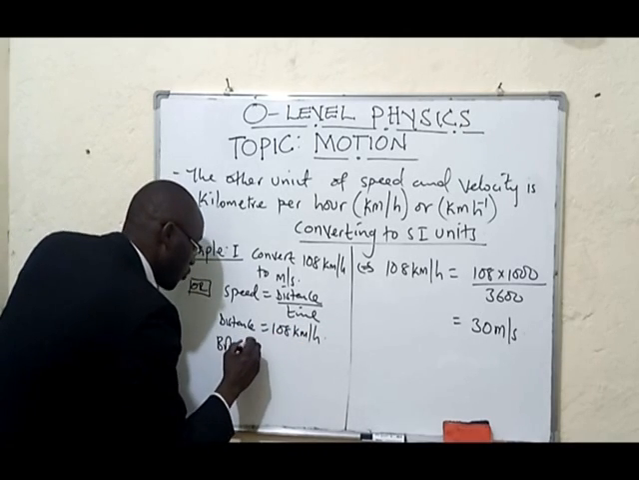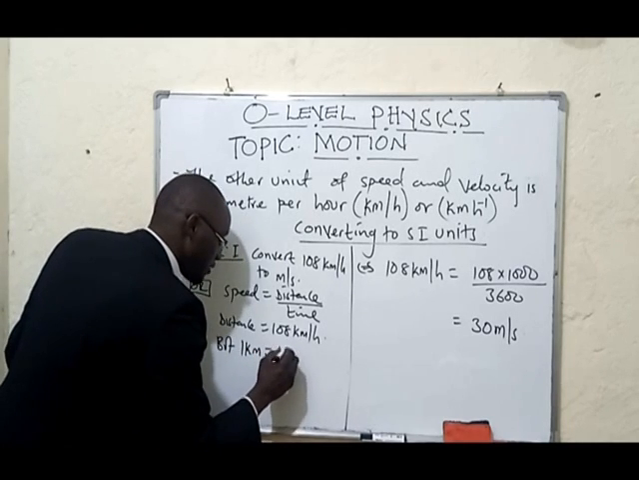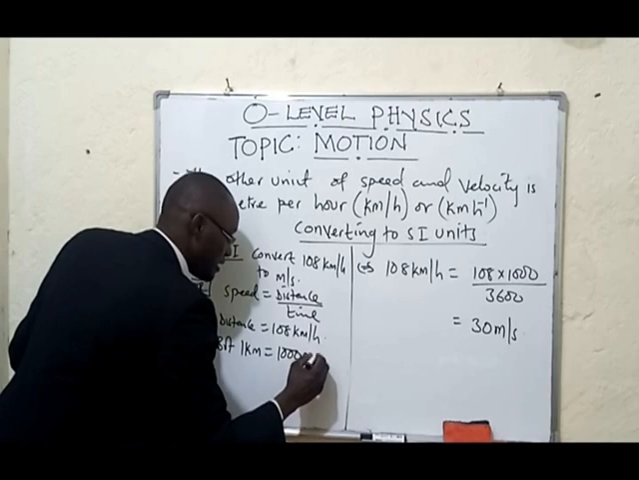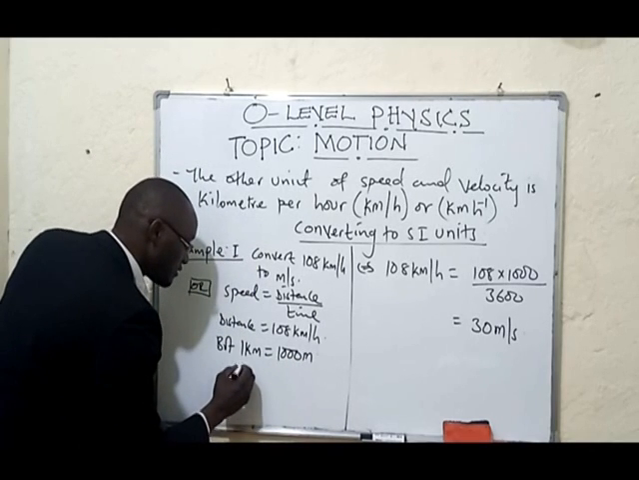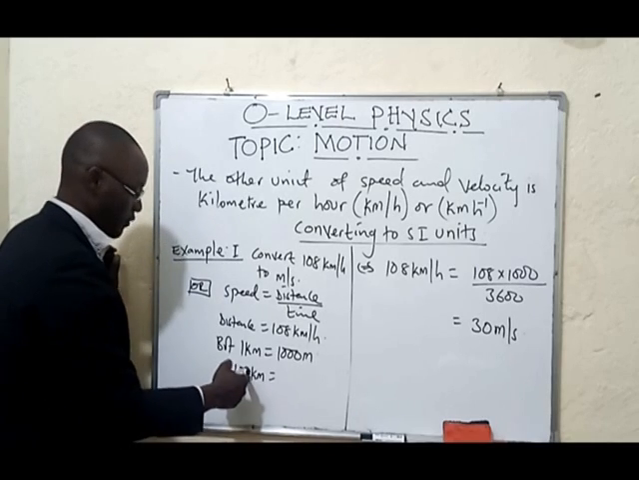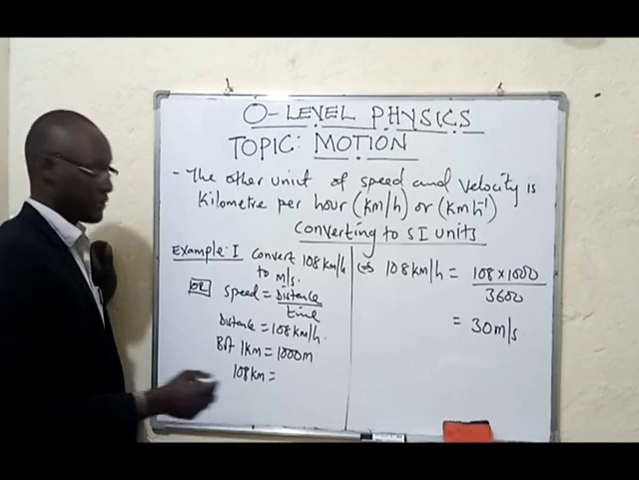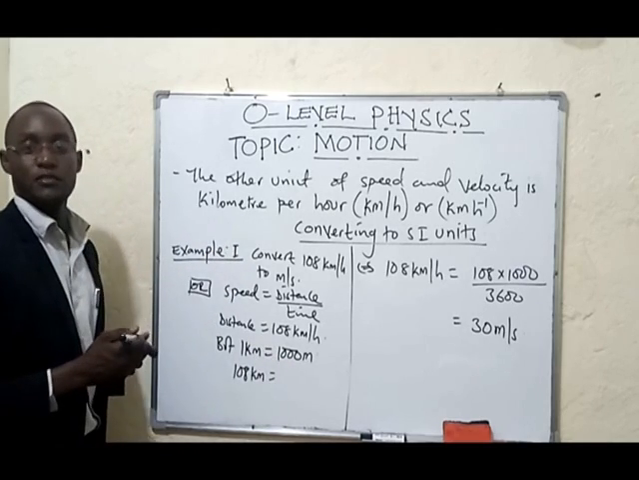So we know that 1 kilometer, Mr. Examiner, sir, is equivalent to 1,000 meters. What about the 108 kilometers for this distance? It will be equivalent to, we cross multiply. Or you can put an unknown x. Cross multiply, make it the subject of the formula.